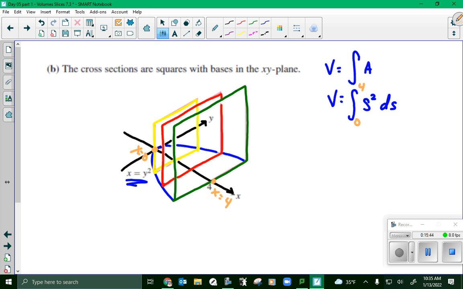Can I just throw y squared in here? Because look, I have x equals y squared. No, I cannot. How come? These are x values. If my bounds are x values, I want my dummy variable to be x, and I also want x variables in here.